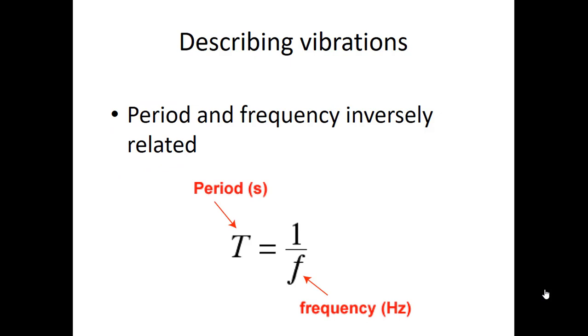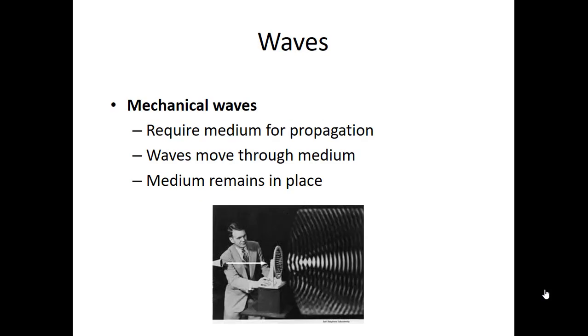The relationship between period and frequency is an inverse relationship. So when the period goes up, the frequency goes down, and vice versa. When the frequency goes up, the period goes down. So the higher the frequency, the shorter the time between cycles is.